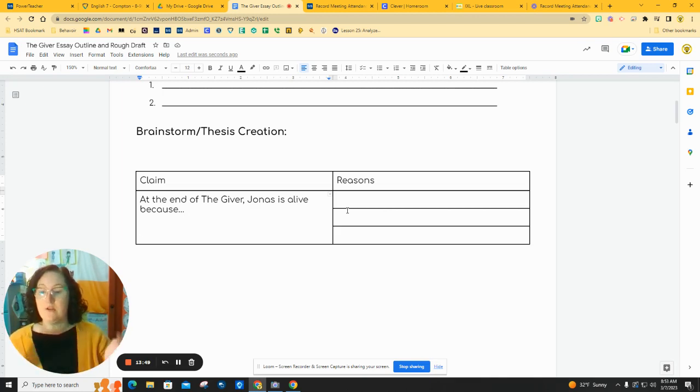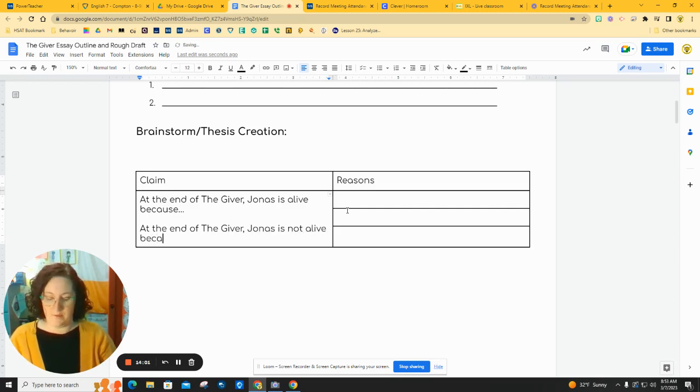Okay. Here's the alternate version of that. You could have: at the end of The Giver, Jonas is not alive because, okay. All right, so then over here, we would want to have our reasons for why we think that, okay?